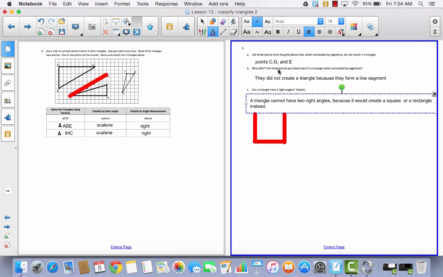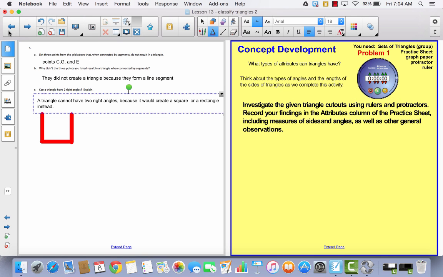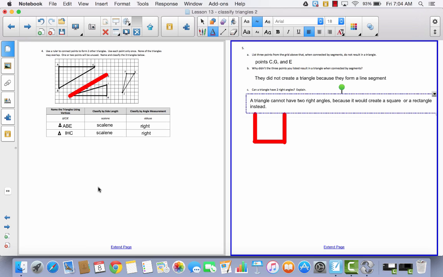Okay, so remember there was a lot to learn today. Whenever you get ready to do your exit slip, come back and look at your practice sheet and your problem set, and hang on to those papers because you might need them in the future.